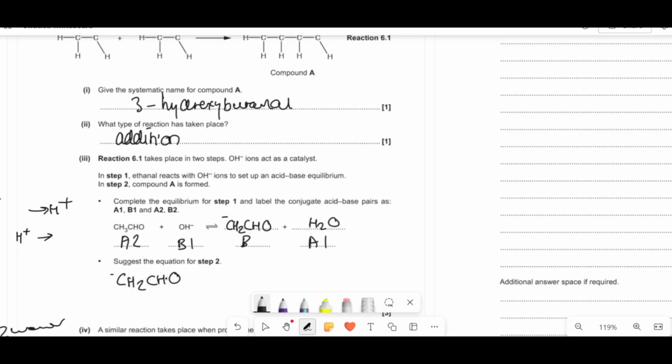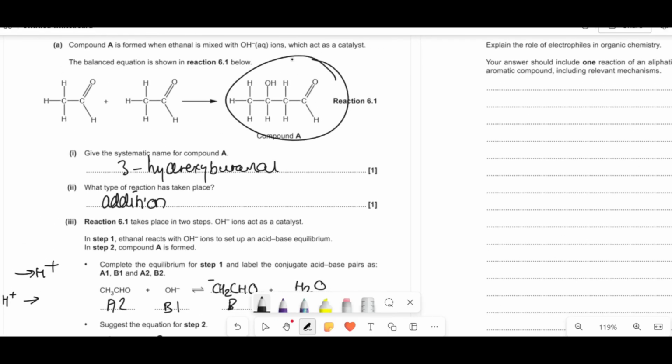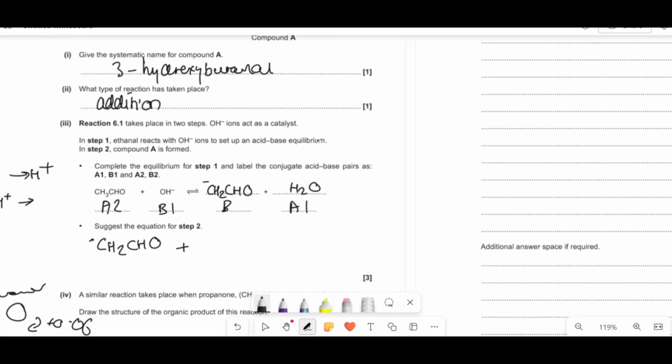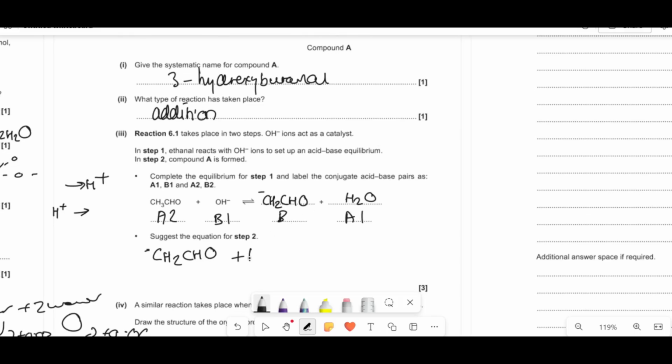So CH2CHO minus plus something ends up making this thing here with an extra carbon in it, right? And we don't have any H2Os in here. We don't have any other stuff. So what we are adding most likely is an H2O, definitely, because it needs to go. We don't have this anymore, and we end up making that final product, which is CH3CHOHCH2CHO. And this is a catalyst, remember? So we have to remake that OH minus again, right?